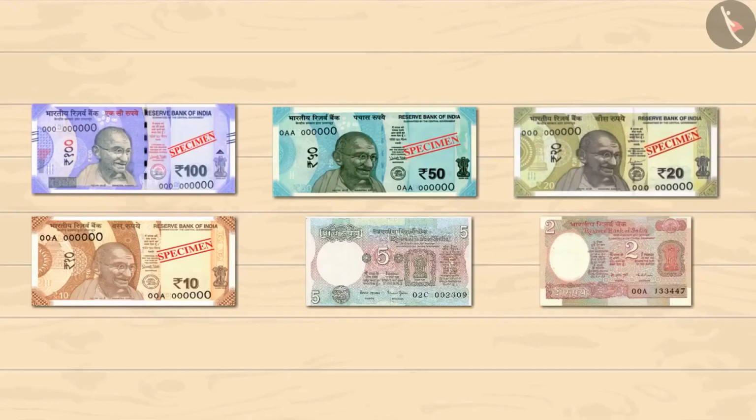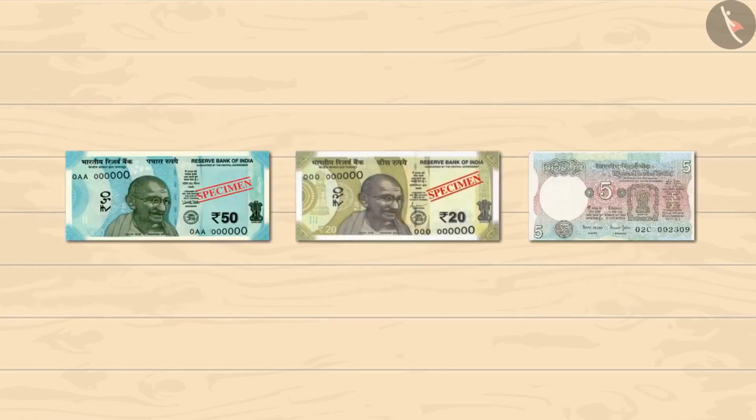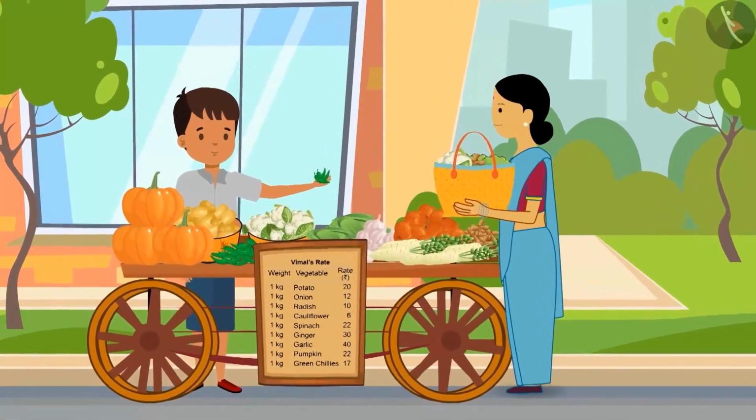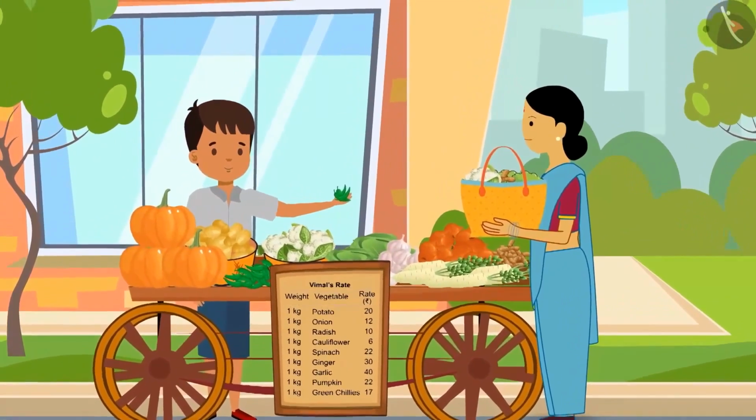A few notes have been placed in front of you. Let's help Sharma auntie to add the total price. You can use each note only once. You can pause the video to choose the note on your own. Have you guessed the same? Well done! Look, Vimal is giving some green chilies to his aunt for free.